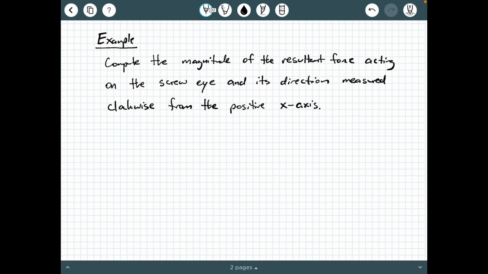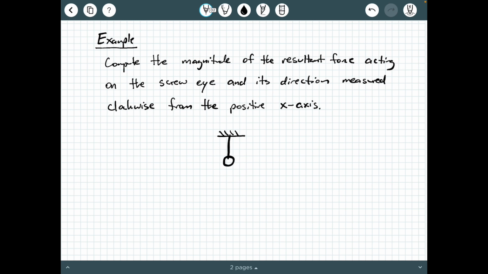In this example, we are being asked to compute the magnitude of the resultant force acting on the screw eye and its direction measured clockwise from the positive x-axis. So let's go ahead and draw this figure together. So we're going to have some kind of thing called a screw eye here.